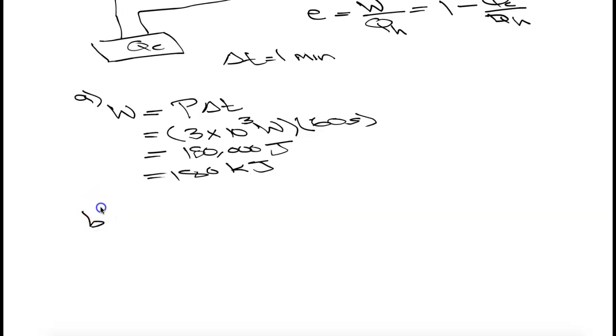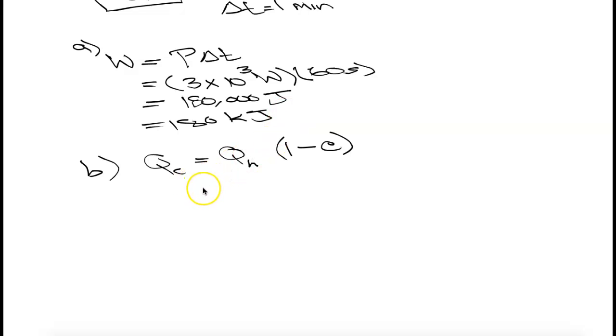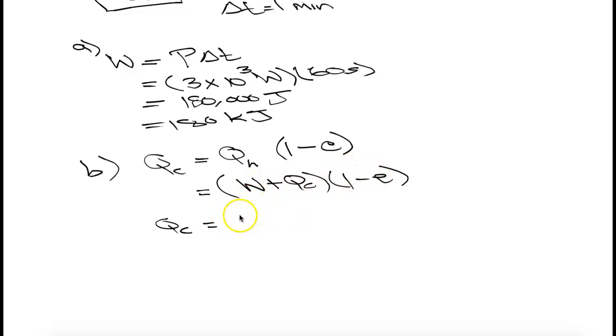So now that we know what the amount of work is, the amount of heat discharged, Q sub C, can be written as Q sub H times the quantity 1 minus the efficiency, and that's obtained if we solve this equation over here for Q sub C. And if we know that Q sub H is the work plus Q sub C, I substitute that into where QH is, that gives us that QC equals, we're going to FOIL this out now, so we're going to have the work W minus the work times the efficiency plus QC minus QC times the efficiency.